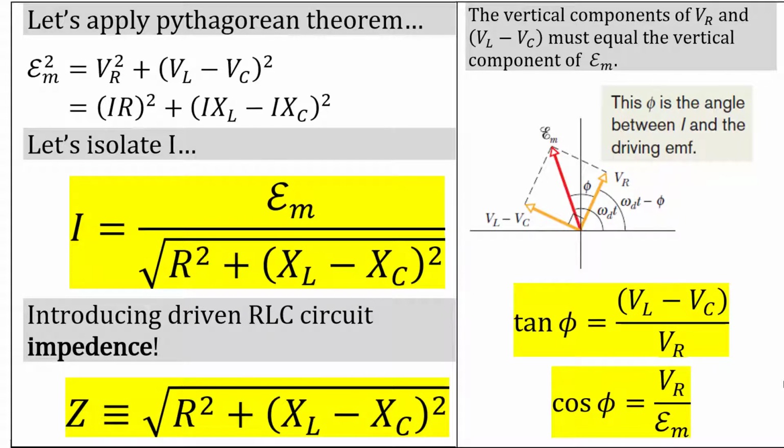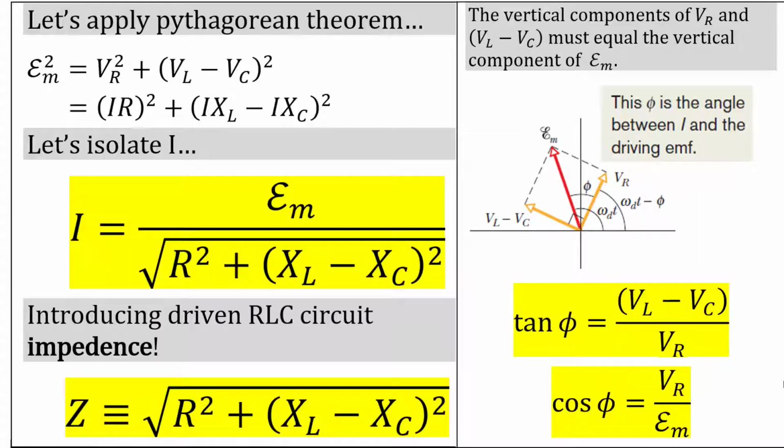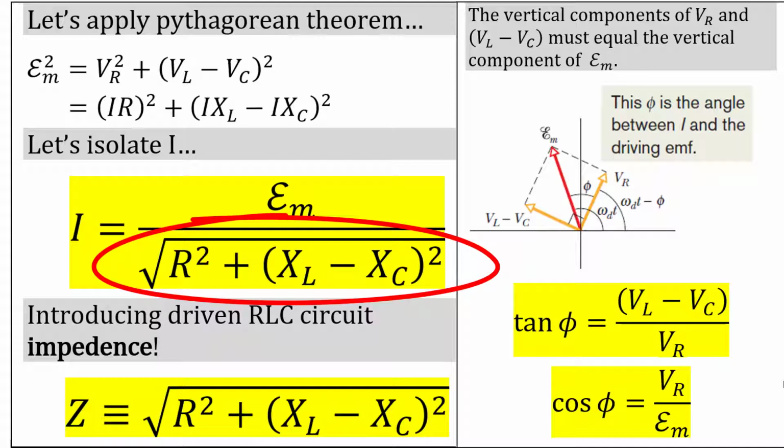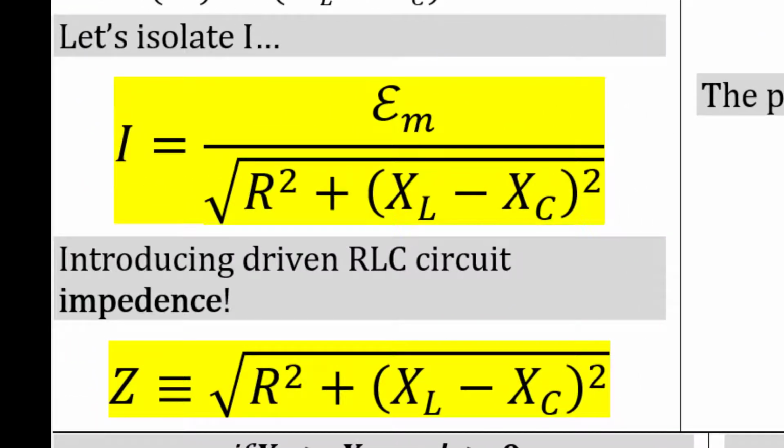Applying the Pythagorean theorem to the right angle triangle shown at the right, which is formed by phasors, we get an expression for circuit current, capital letter I, which looks a lot like Ohm's law. You have I on the left side, V in the numerator on the right side, and in the denominator, we're going to refer to that expression as impedance. Impedance refers to the overall resistance introduced by the resistor, inductor, and capacitor.